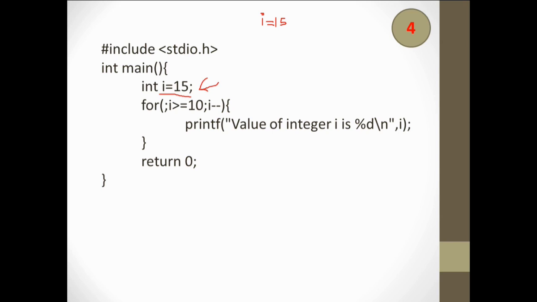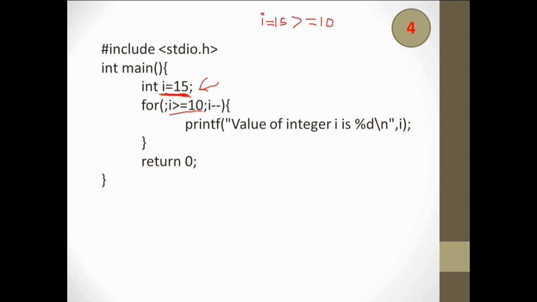Now here we will go to the condition part and check whether the value of I is greater than 15, or greater than or equal to 10 or not. So the value of I is 10. So again it will check whether it is greater than 10 or not. Okay, so the condition is true. Now here you can see that I have initialized the variable here.